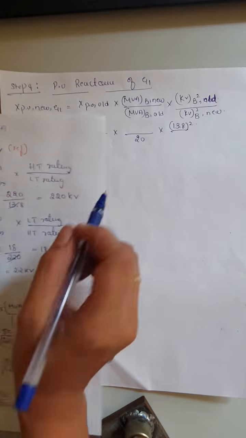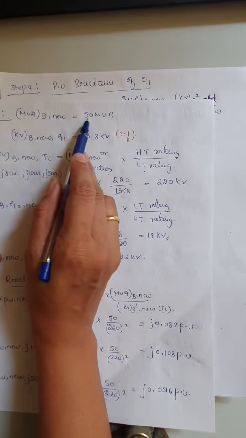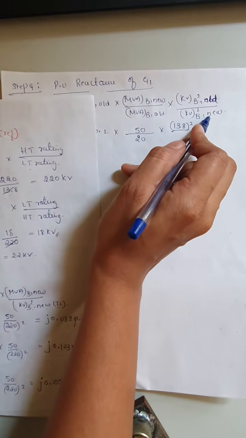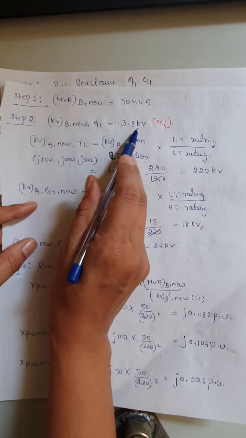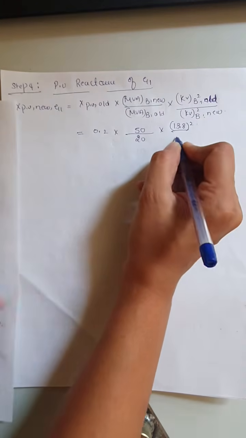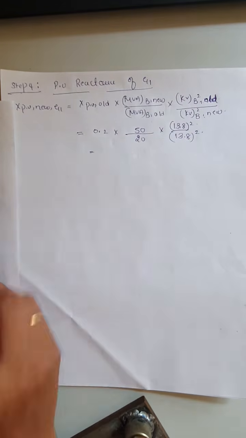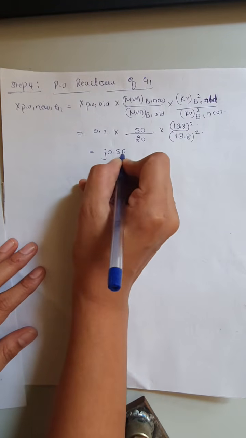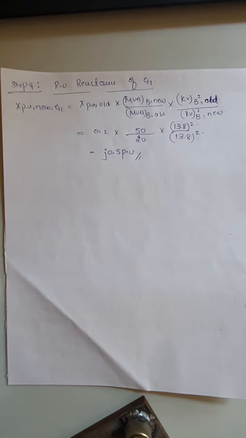Next we'll write the new values by seeing step 1 and step 2. MVA base new, given in step 1, is 50 MVA. Then kilovolt base square new for the generator 1 is 13.8 kilovolt. Now we'll substitute and get the answer for generator 1 as J 0.5 per unit. Similarly we'll do it for generator 2 and 3.